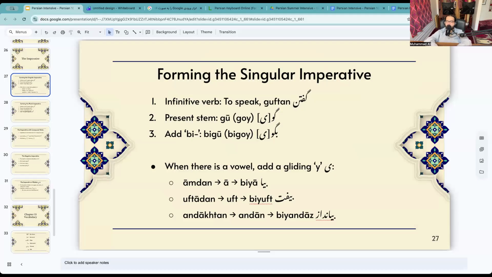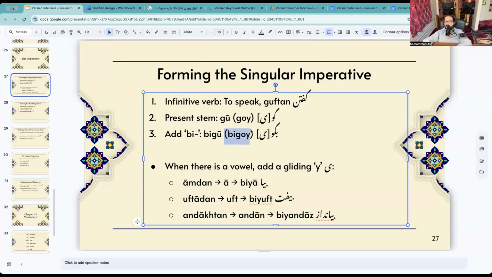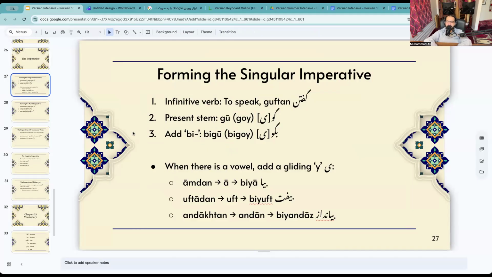So begu, or begoi in classical Persian. Although I think not even the most conservative dialects of Persian will ever say this. This is just for your linguistic enjoyment. So you should probably always say begu. So again, the verb is goftan, the present stem, not the past stem, not goft, the present stem, the one that's harder, more irregular, that I admitted is the only real hard part of this language, is gu, and then you just add a b, begu.